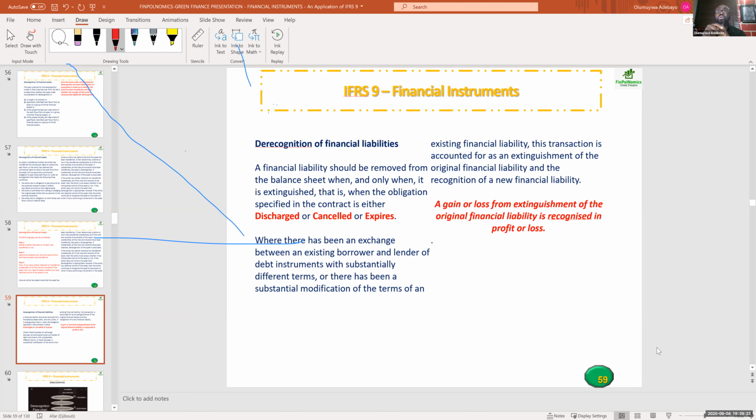For example, I borrow money from you or from a bank, and at the maturity date, I make payments to the bank.